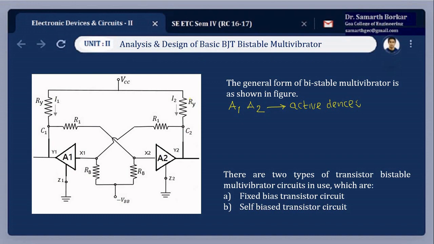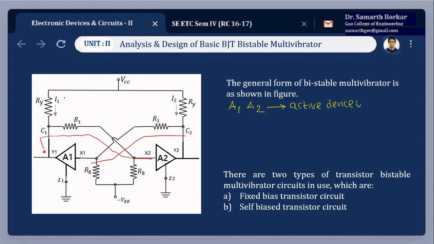The output of each transistor amplifier stage is directly coupled to the input of the other stage. You can have a look at this circuit diagram. Here this is the output of amplifier A1. This acts as an input to the second stage, whereas the output of the amplifier A2 forms an input to the first stage. So basically it is a two-stage device, which we discussed in the previous slide. Now we will try to understand the working of it.